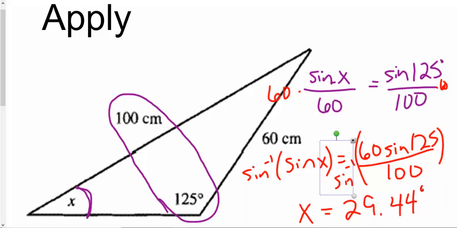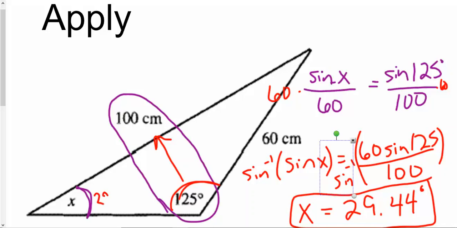Make sure you have the right unit there. So we get x is going to be 29.44. And that kind of makes sense to us, right? We know that it definitely has to be smaller than 125 because 125 is across from the 100, which is obviously the greater side. We know it's not going to be a crazy small amount, but it's probably going to be an acute angle and probably less than 45 considering the ratio between 100 and 60. So final answer, x is 29.44.